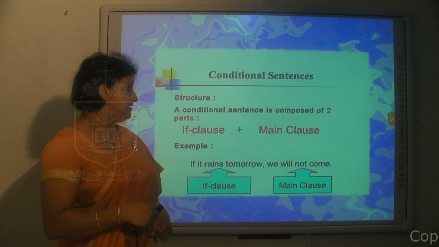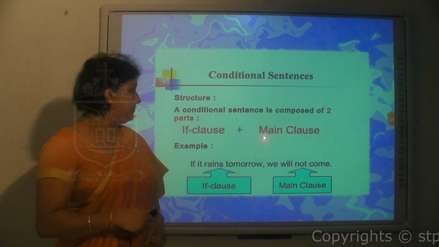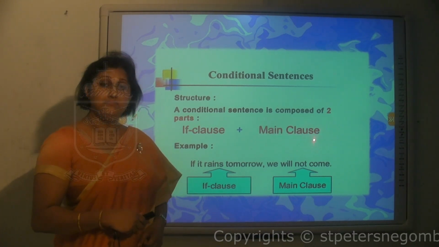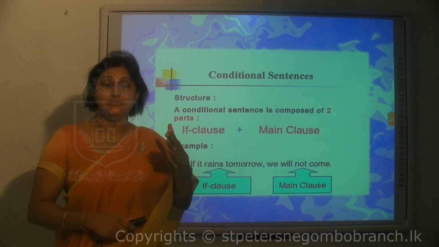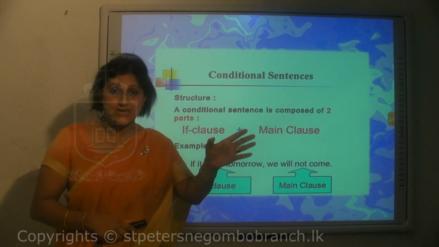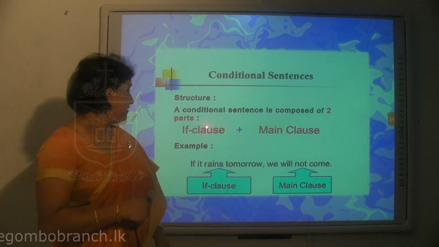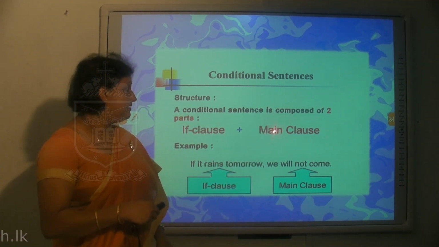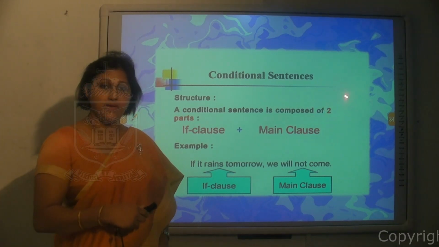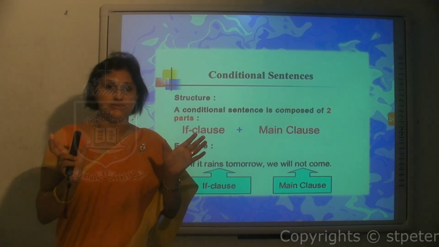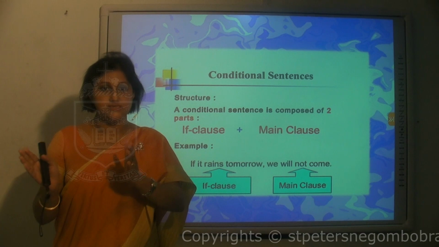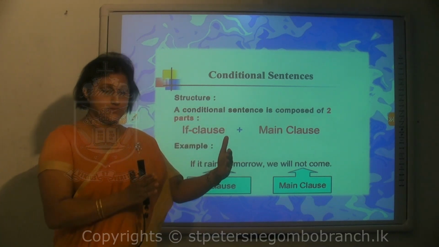And the second part is called the main clause. Why do we say the main clause? Because the result comes in the main clause. So the condition comes in the if clause and the main result is shown in the main clause. That is how you divide a sentence into a main clause and the if clause.